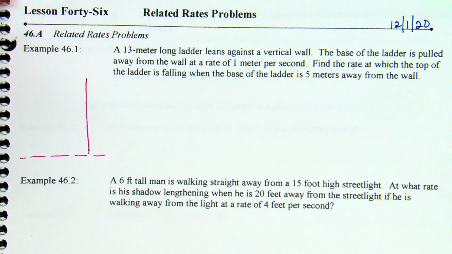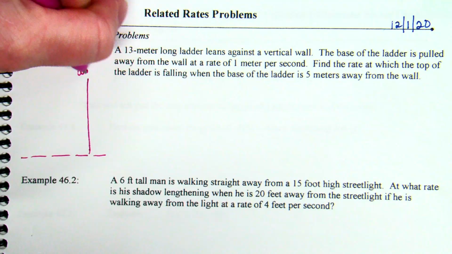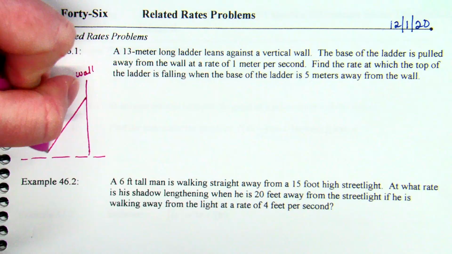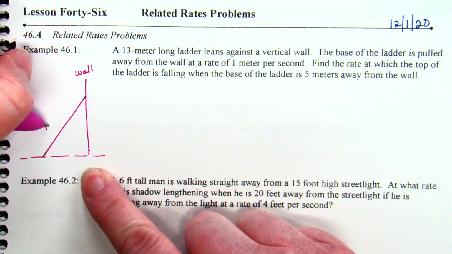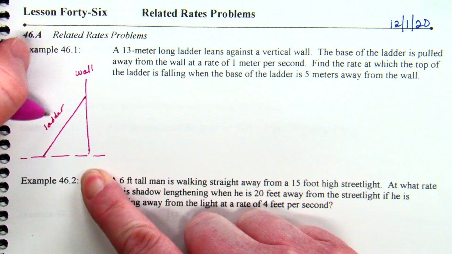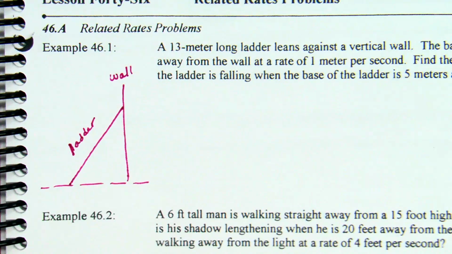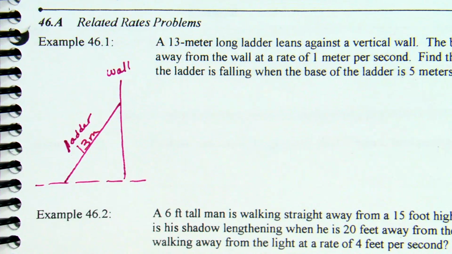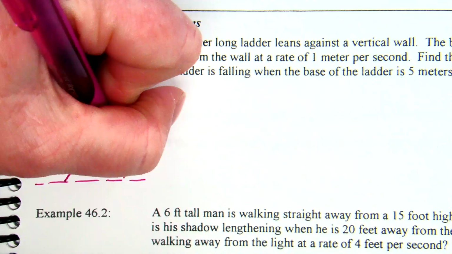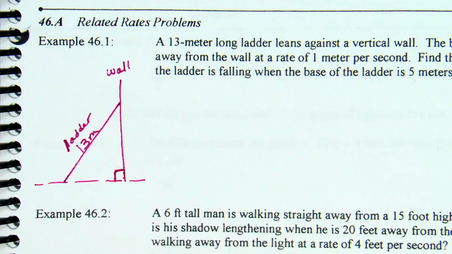Okay. There's my wall. Nothing fancy here. Here's my ladder. And let's see, what do we know about this ladder? This ladder is 13 meters long. It's a vertical wall, which means that wall makes a 90-degree angle with the ground. Smart moves here.